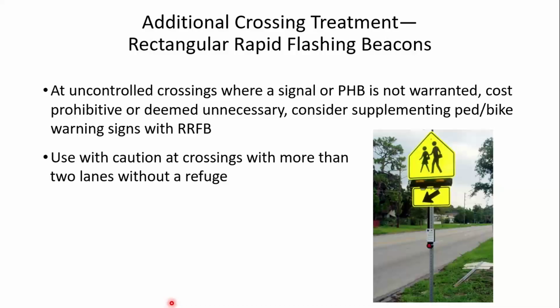Another crossing treatment, also seeing this more and more, is the rectangular rapid flashing beacon, the RRFB. And the MUTCD says at uncontrolled crossings where a signal or pedestrian hybrid beacon is not warranted or cost prohibitive or deemed unnecessary, consider supplementing the pedestrian or bicycle warning signs with an RRFB. And I would use caution at crossings with more than 2 lanes without a refuge, meaning a pedestrian refuge in the center.